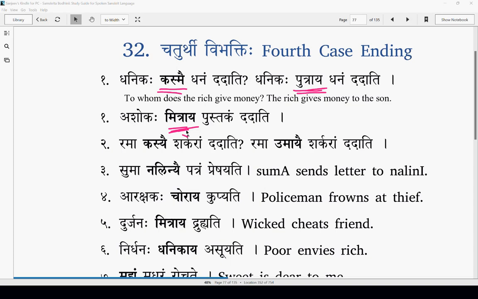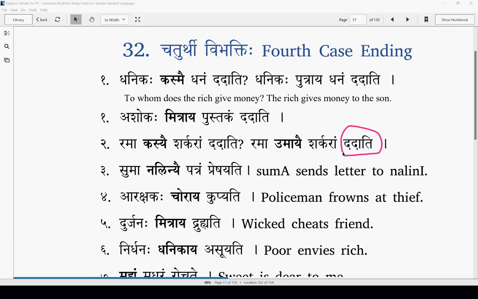And similarly, we have Uma as a base word here, Strilinga. And the Chaturthi Bhakti form of that Uma is Umayai. Sharkaram, Sharkara, sugar, this is the Dvitiya, you know. So, what is the base again? What is the Kriyapadam here? Dadati, correct?